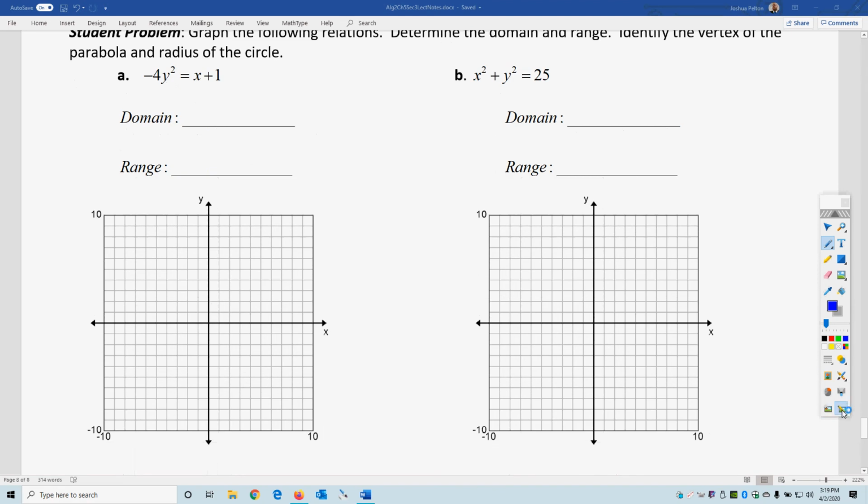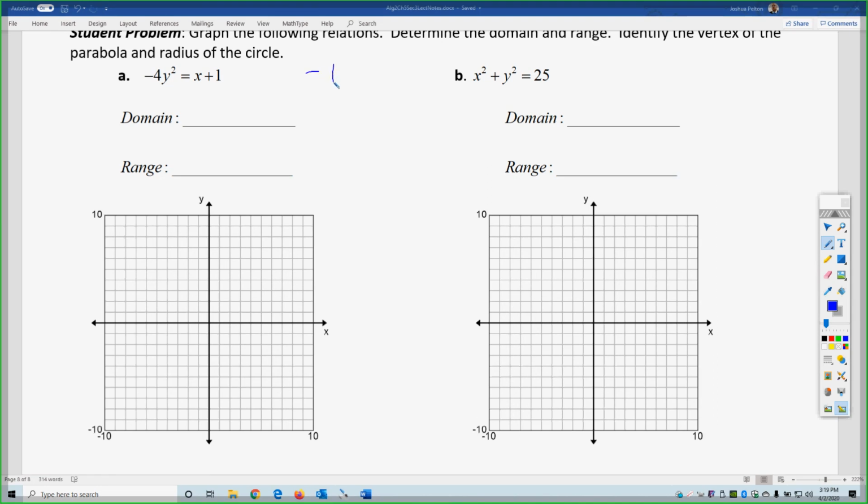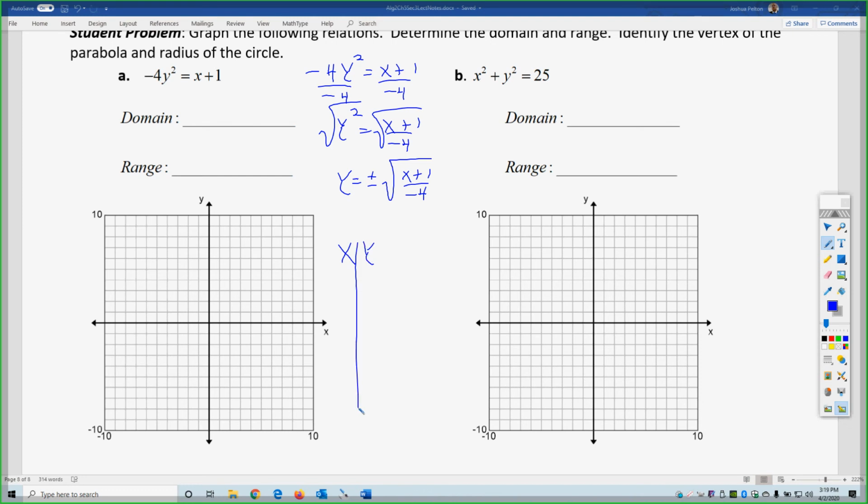Okay, so we'll solve for y. So -4y squared equals x plus 1. We'll divide by -4. So y squared equals x plus 1 over -4. We'll square root both sides. So y equals plus or minus the square root of x plus 1 over -4. So we need to make a table of values of things that actually work out nicely. So the question is, how do I get 0, 1, 4, 9, 16, 25, and other easy roots that we want to do?